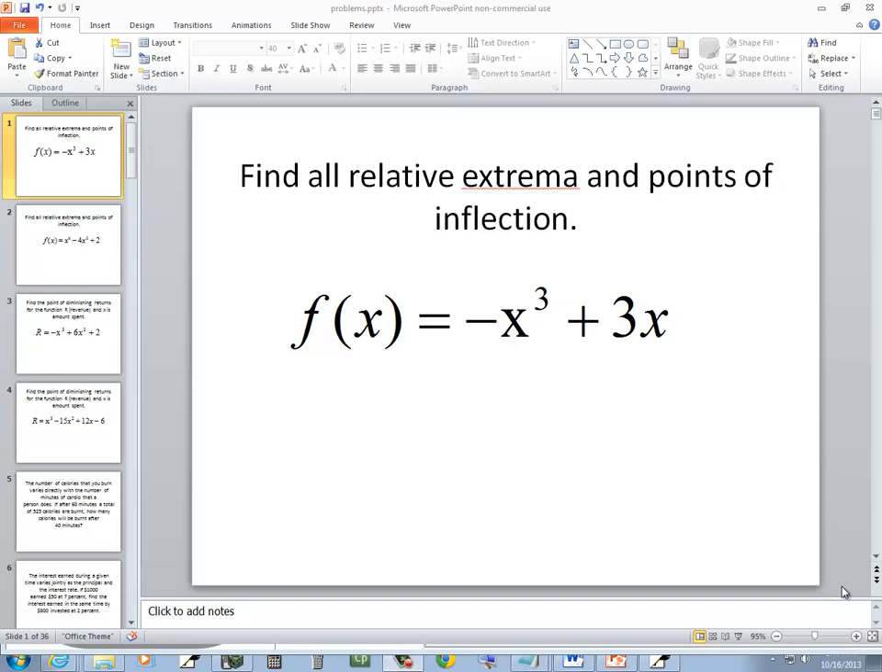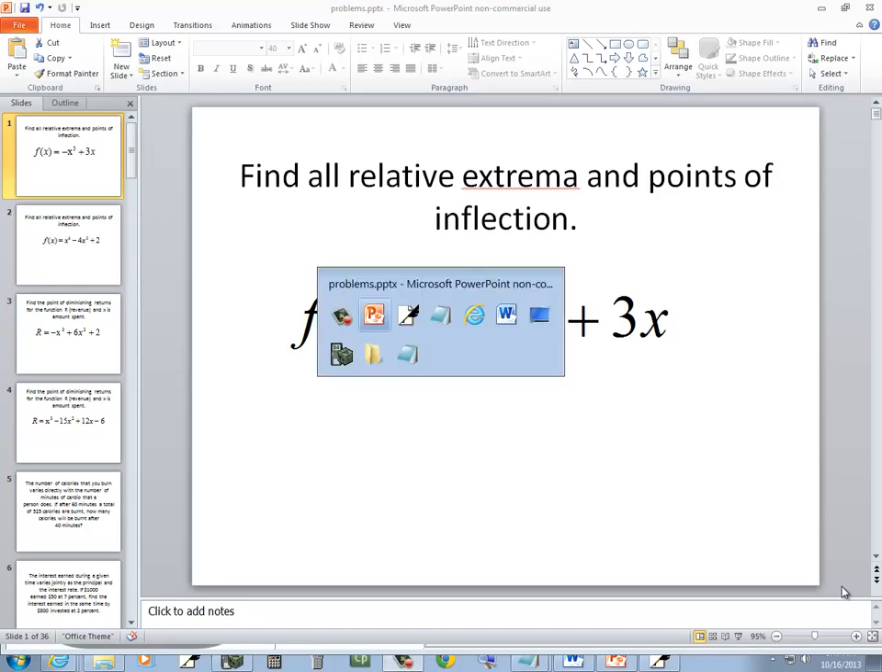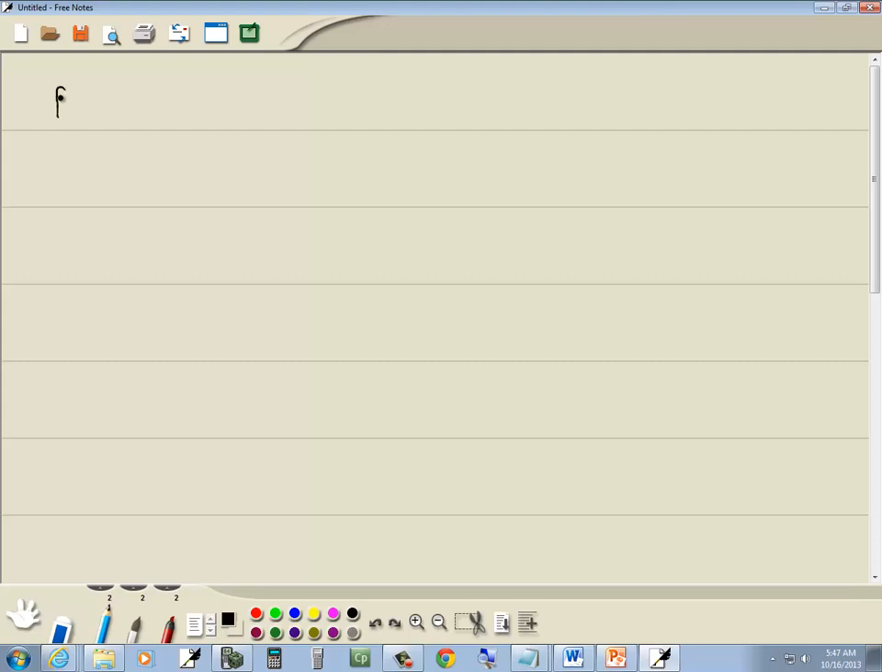In this problem, we're going to find all relative extrema and points of inflection. So we've got f of x is equal to negative x to the third plus 3x. Now, first thing we'll work on is the relative extrema. We need our first derivative. So the derivative of this gives us negative 3x squared plus 3.